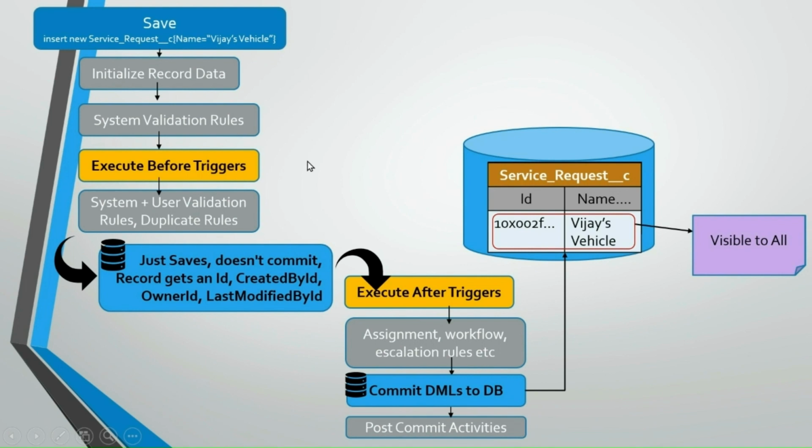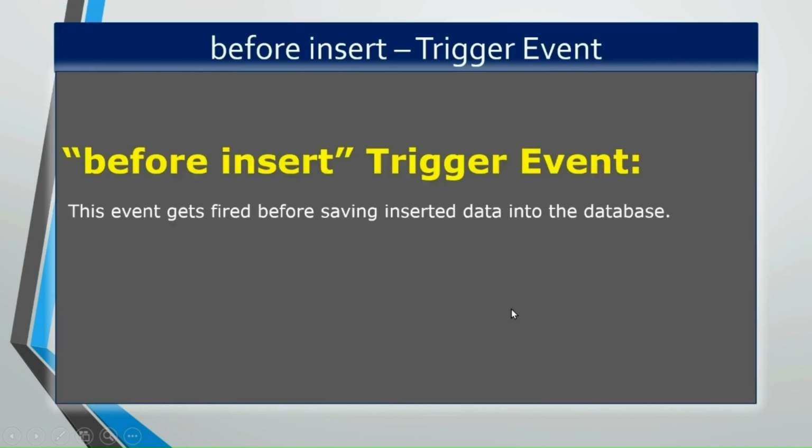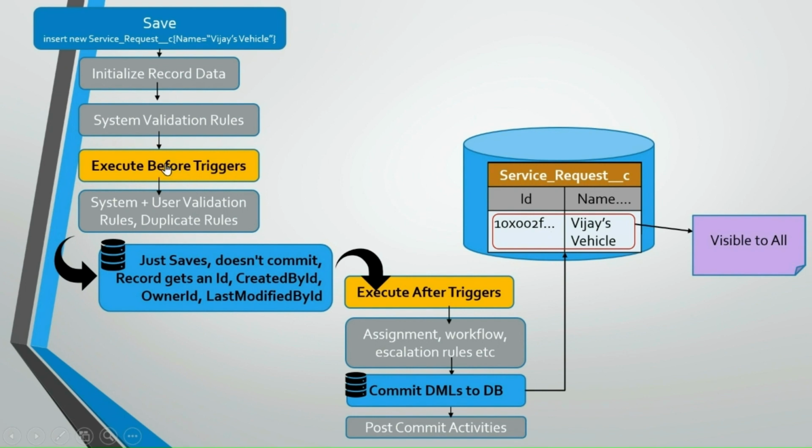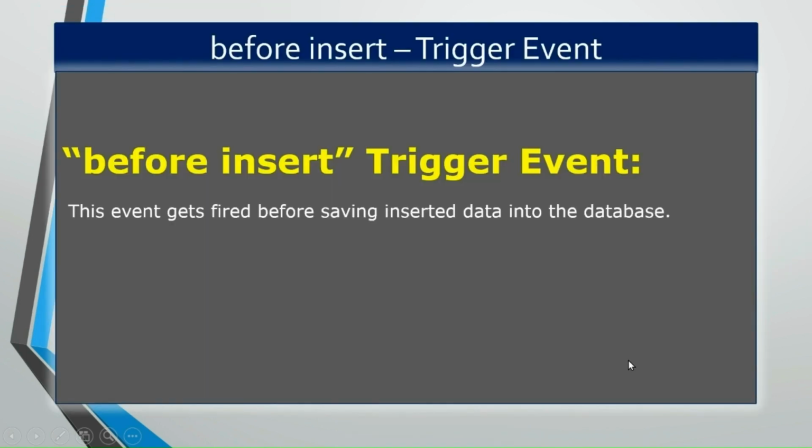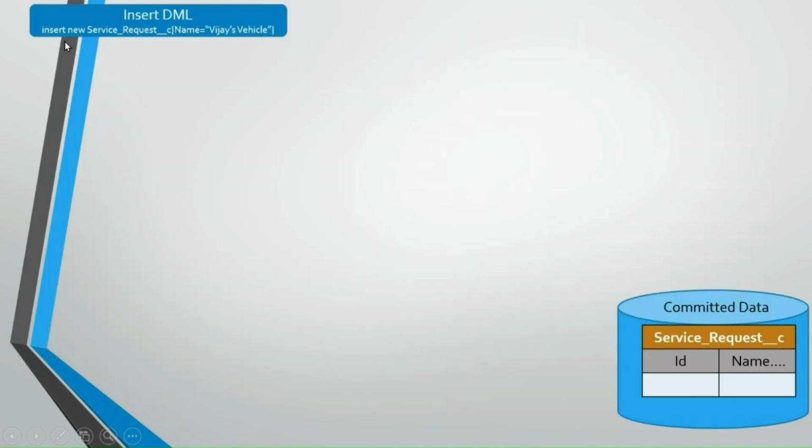Now let us see, for each and every trigger event, how Salesforce is going to populate the trigger context variables. First, we will take a look at the before insert trigger event. The before insert trigger event gets fired before saving inserted data into the database. That means it gets fired at this step, before saving the record. To see how Salesforce populates the trigger context variables, let us take an example where we insert one service request with the name Vijay's vehicle into the service request custom object.